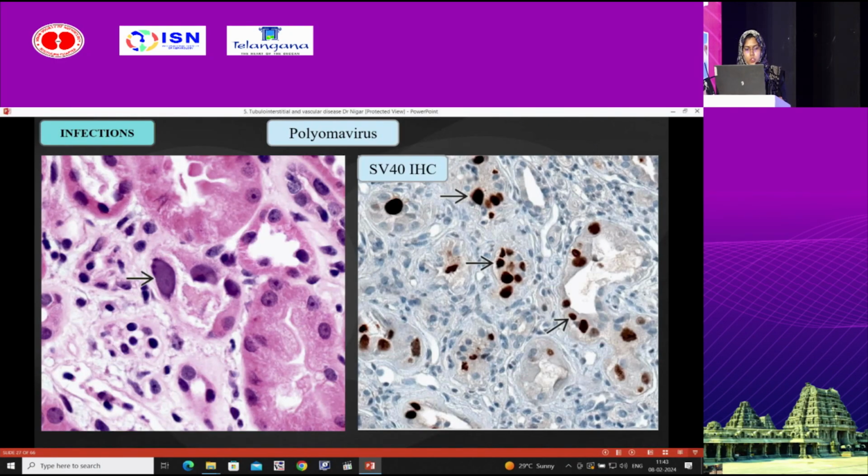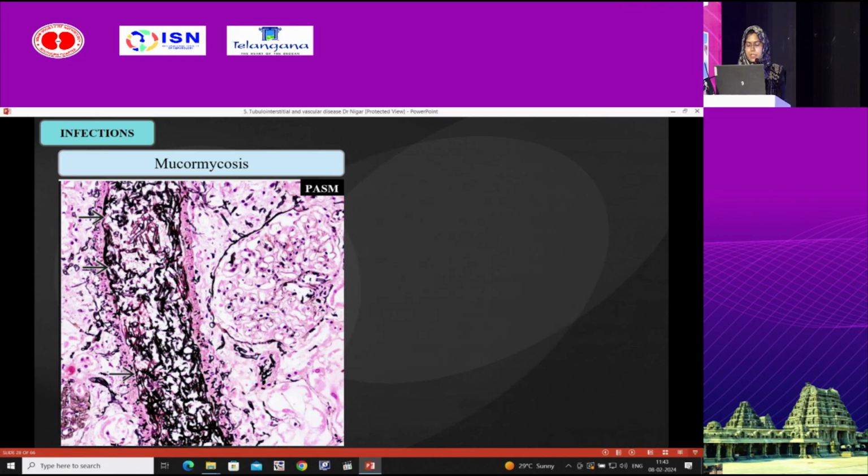And polyoma virus infections, they show occasional enlarged nuclei which have a smudged or ground glass appearance accompanied by a plasma cell-rich infiltrate in the interstitium. And IHC for SV40 will confirm it to be a polyoma virus nephropathy. Similar to viral infections, these fungal infections also are seen in immunocompromised patients.